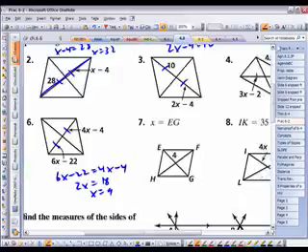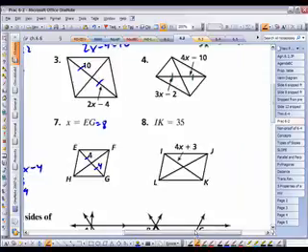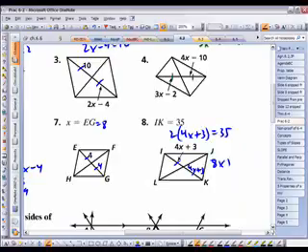Over here, if this is 4, we know this is 4, so EG must equal 8. And then this must be 4x plus 3 as well, because these have to be the same length because the diagonals bisect each other. So 4x plus 3 times 2 is 35. You distribute and get 8x plus 6 is 35. So 8x is equal to 29. So x is 29 divided by 8.